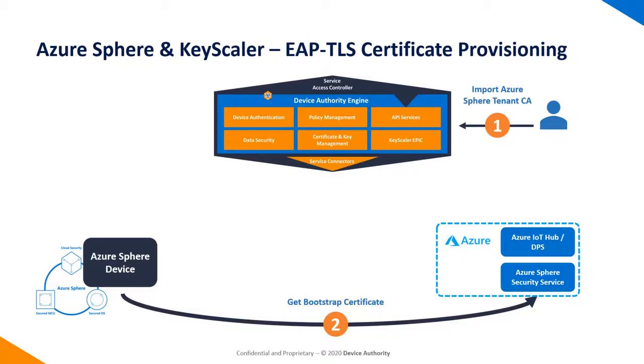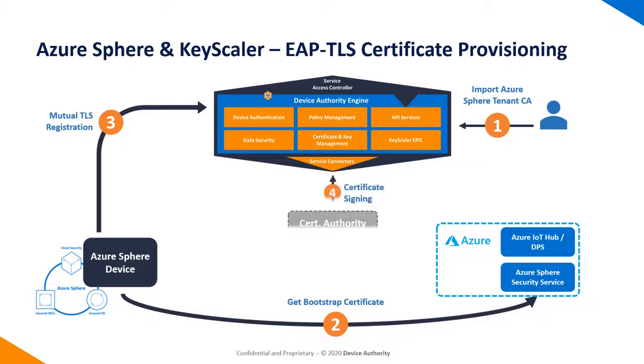Once the device has the Bootstrap certificate, it can now, shown in step 3, do the initial registration with Keyscaler. This is done using REST APIs to do a mutual TLS authentication by presenting that Azure Sphere Bootstrap certificate. Keyscaler is now starting the certificate provisioning process based on the policies configured for the Sphere device.